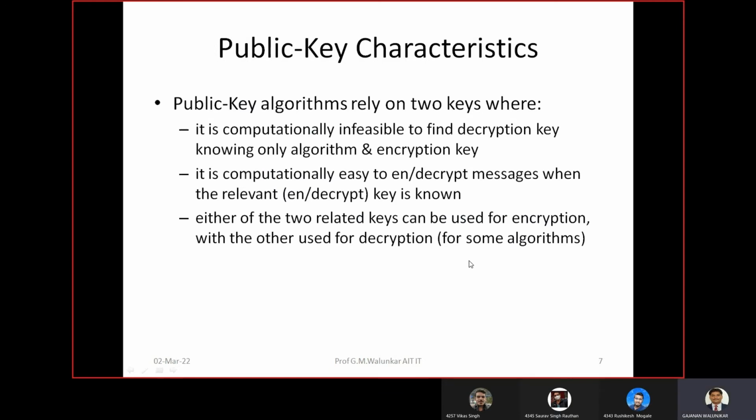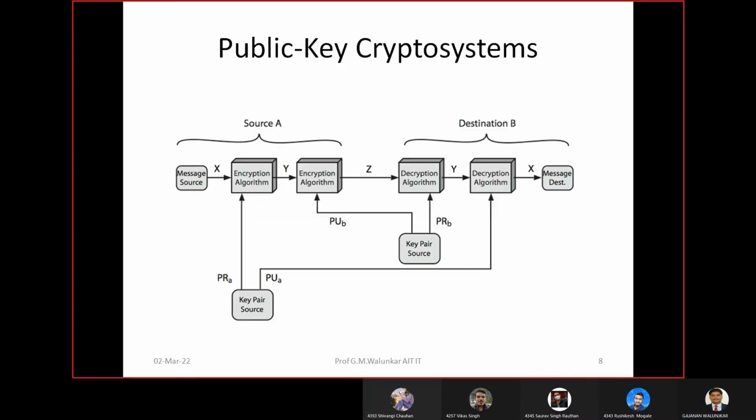Here are certain characteristics of public key RSA algorithms. It is computationally infeasible to find the decryption key knowing only the algorithm and the encryption key. It is computationally easy to encrypt and decrypt messages when the relevant encryption or decryption key is known. Either of the two related keys can be used for encryption, with the other used for decryption.